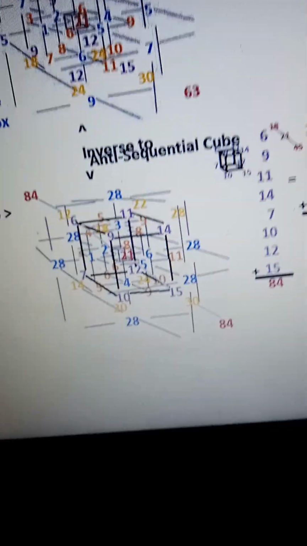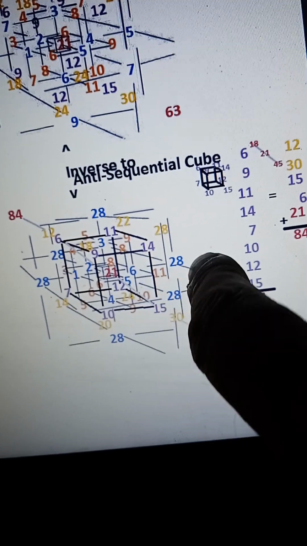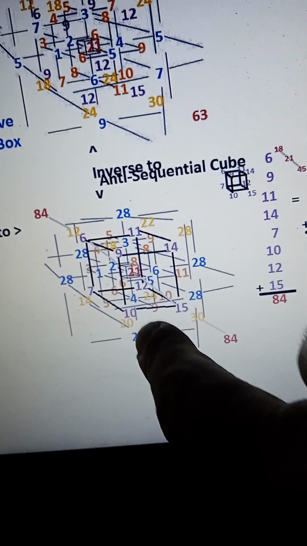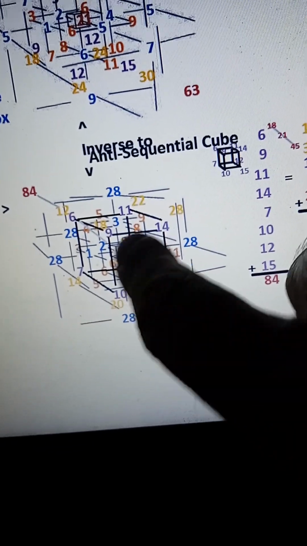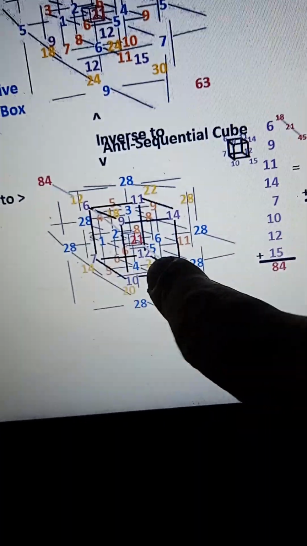And 21 plus 1 plus 6 is 28 on both sides of the planes. And 3 plus 4 plus 21 is 28. 2 plus 5 plus 21 is 28. So that includes the central ghost number.